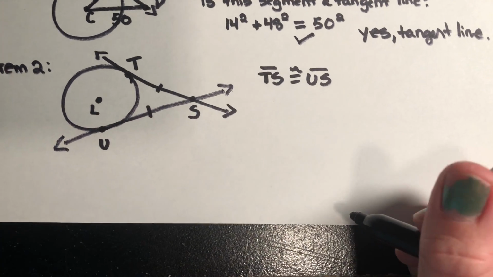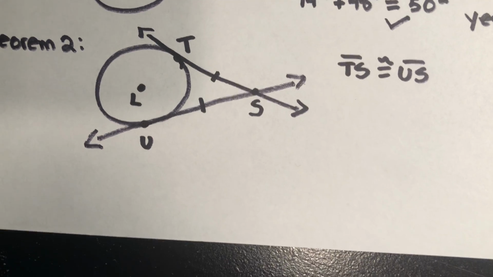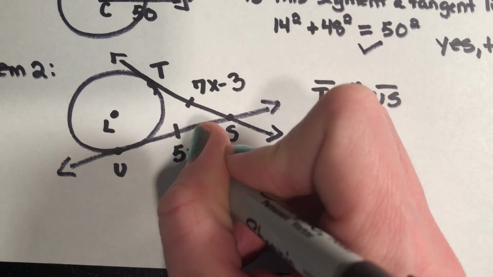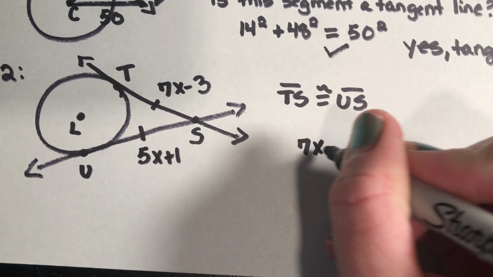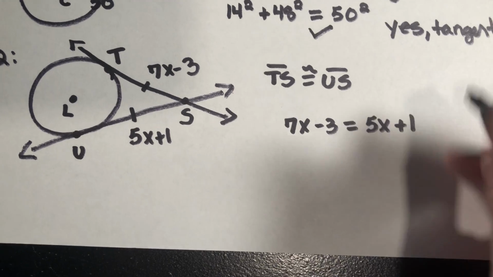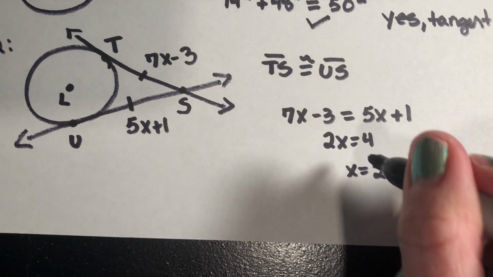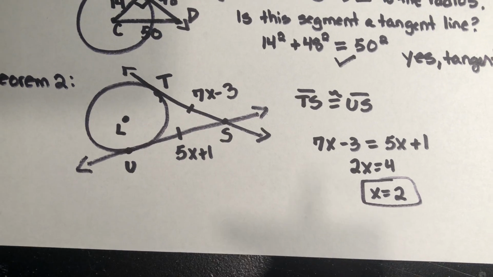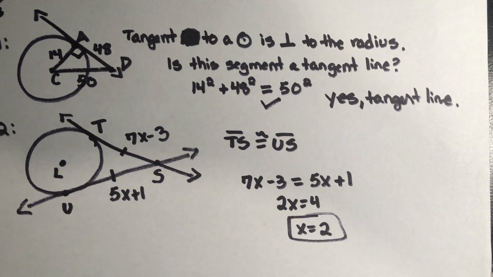All right, let's look over here. Let's say that we have this is 7x minus 3, and this is 5x plus 1. Well, again, we're going to be finding x, and so we're going to set 7x minus 3 equal to 5x plus 1. Solving, 2x equals 4. We have x equals 2. And so that kind of sums up all the things in 10.5. It's a very short lesson right there.